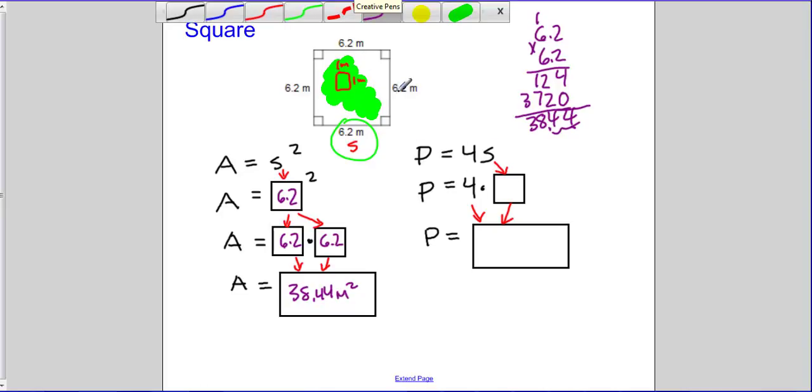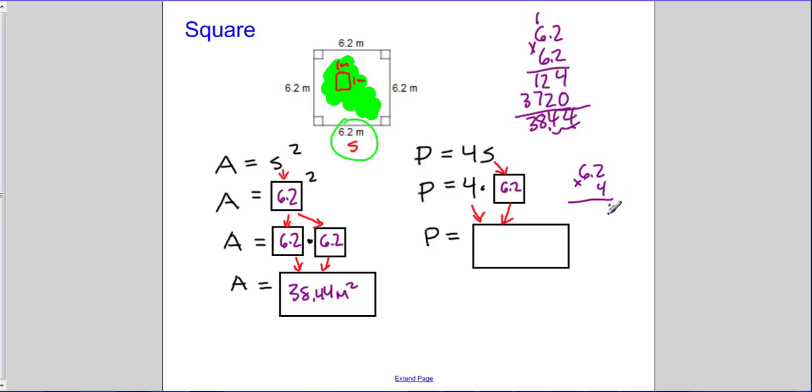And then the perimeter, since each of these sides is S and there are 4 of them, the perimeter is 4 times S, and S again is 6.2. So I take 4 times 6.2. Doing the math, I get 24.8 meters. So the distance around this is 24.8 meters.